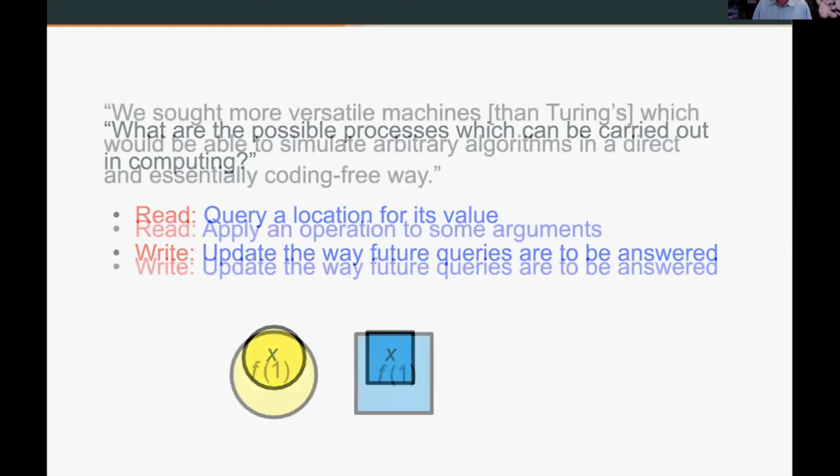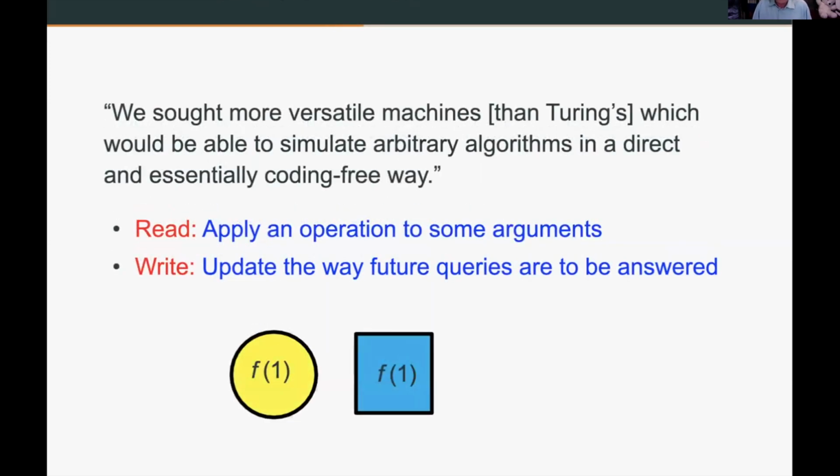What Gurevich added to that, he writes, we sought more versatile machines than Turing's, which would be able to simulate arbitrary algorithms in a direct way. So for him, reads are generalized not just to look at a cell on a tape, but to apply any operation to arguments, like having an algebra of operations.